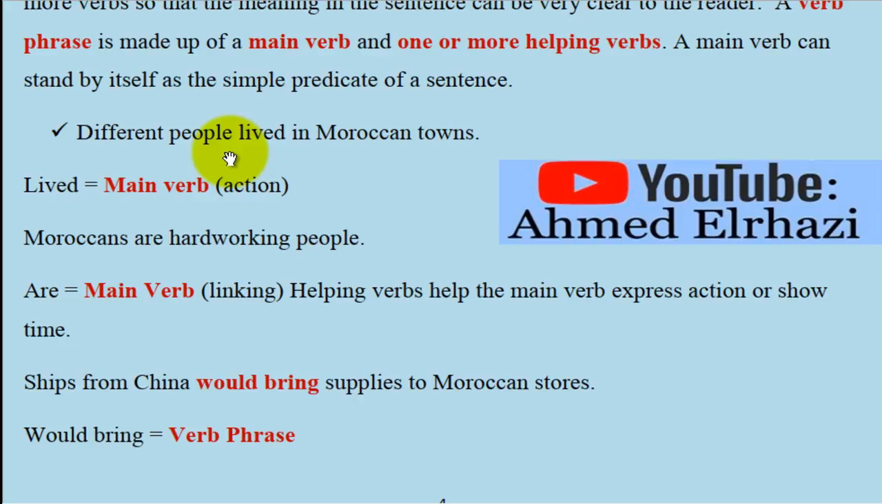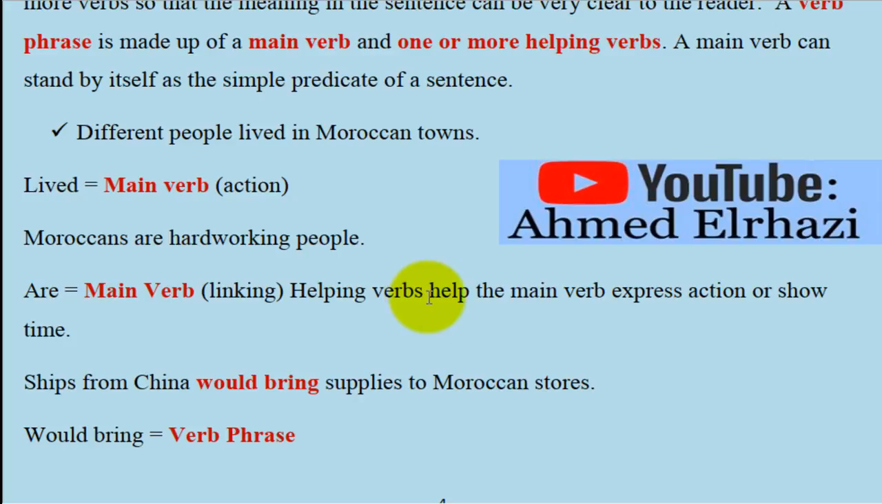Example: different people lived in Moroccan towns. Lived is the main verb, the action. Moroccans are hard-working people. The main verb again is are. A linking verb can also be a helping verb. To be can be a helping verb. That is why we said that are is the main verb here.